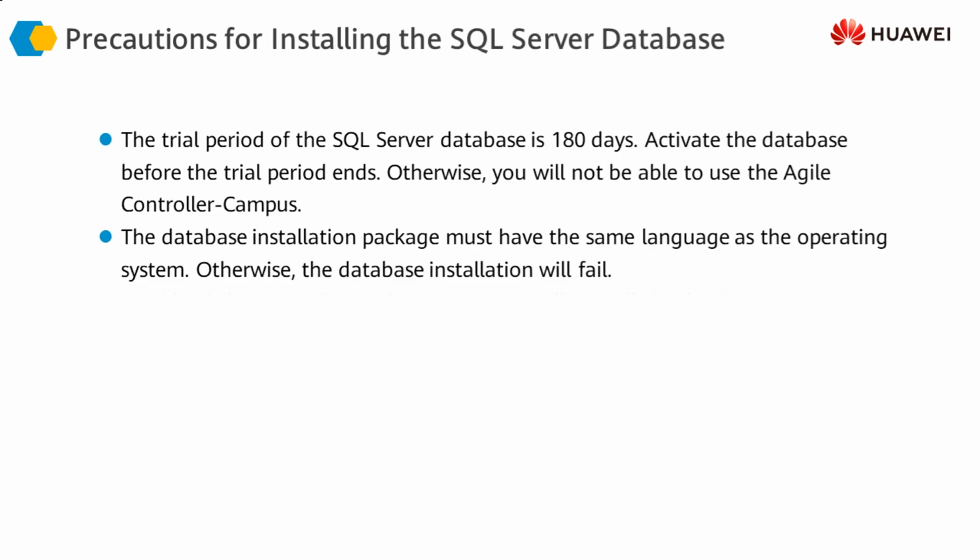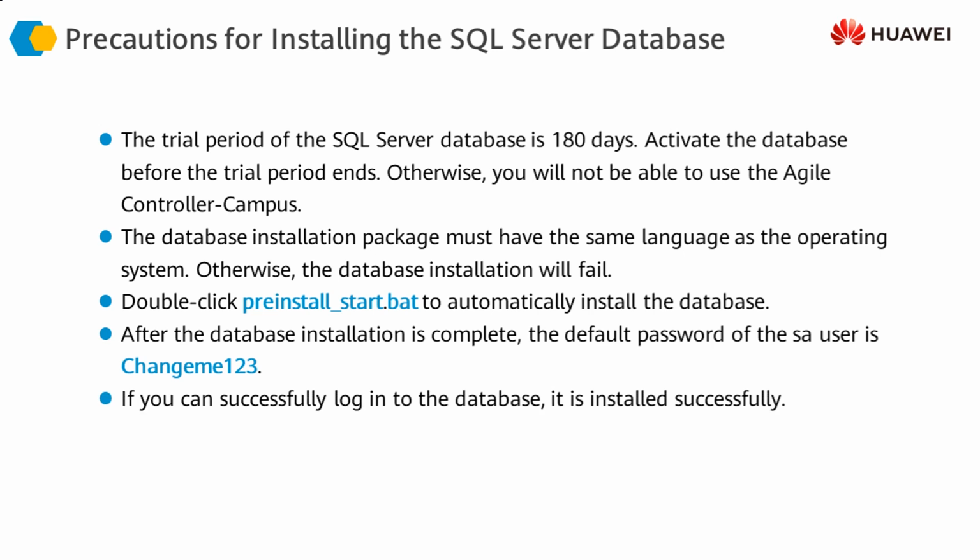Once we do the SQL Server installation, we need to make sure that we activate the license, because initially it's only available for 180 days. So we need to make sure that before the 180 days expire, we activate the license before the trial period ends. Then we need to change the DB server username and password as well. Username is the SA, server administration user, and the default password is change me 123, and we need to change this the first time we log into the system. Once this is done, then we start off.